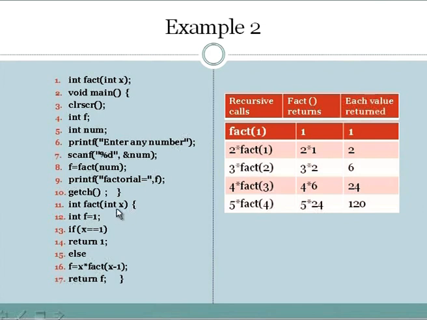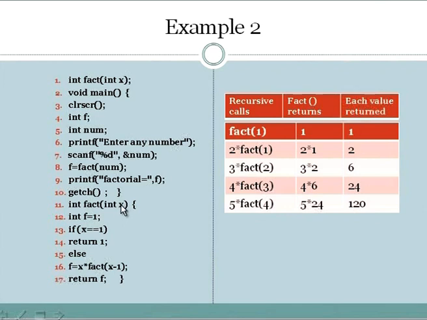Thus the fact function is called again with the value 2. Now the value of x becomes 2. If x equals 1? No, the condition is false. Inside the else block, x, that is 2, multiplied by fact with the value x minus 1, which is 1 this time, is called again. So now the fact function is called with the value 1, and this statement is pushed on the stack, and the function will be called with the value 1.